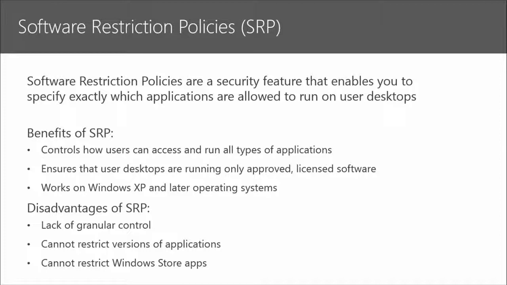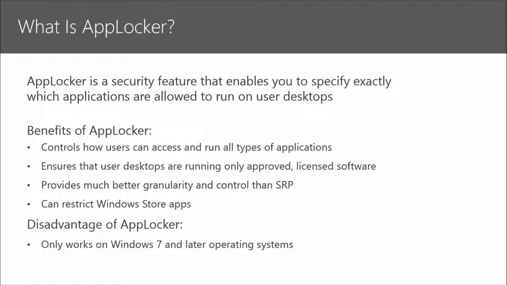So if you're in an enterprise environment and you need something a little more fine-tuned, a little more granular, then what you'll do is switch over to AppLocker. AppLocker came out in Windows 7. It's got more control, more features. For example, you can do version control. You can say, only allow Adobe Reader version 9 or above, or something like that. So you can control the versioning of software that you allow to run. And Windows Store apps can be controlled through AppLocker as well.